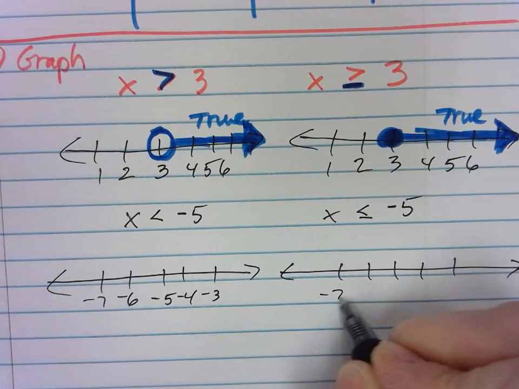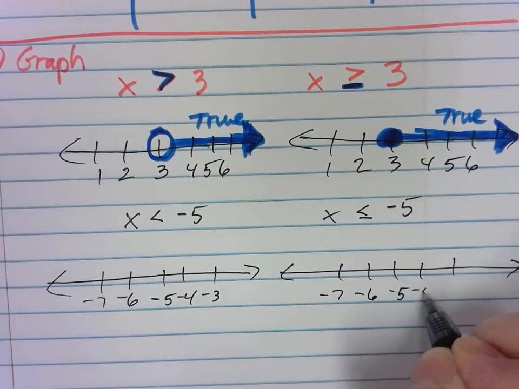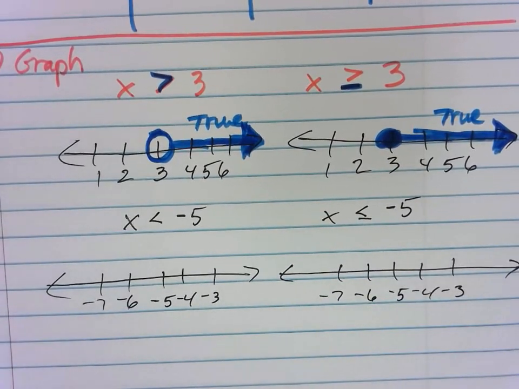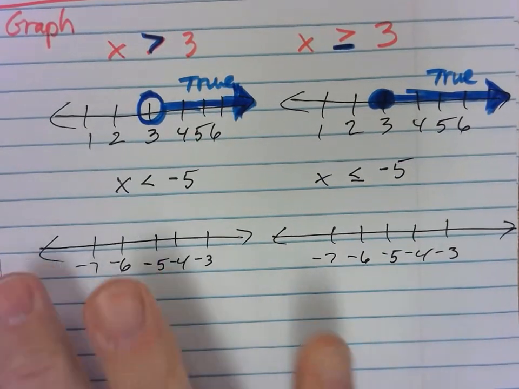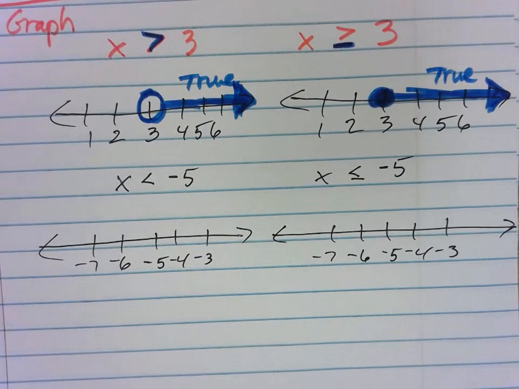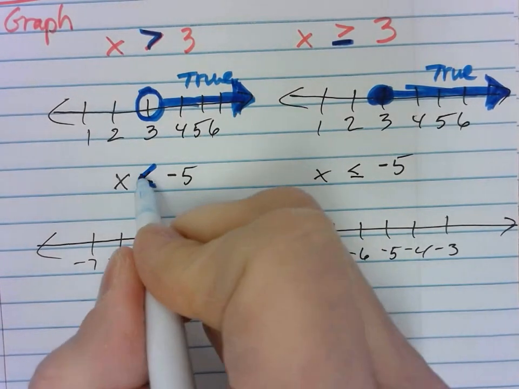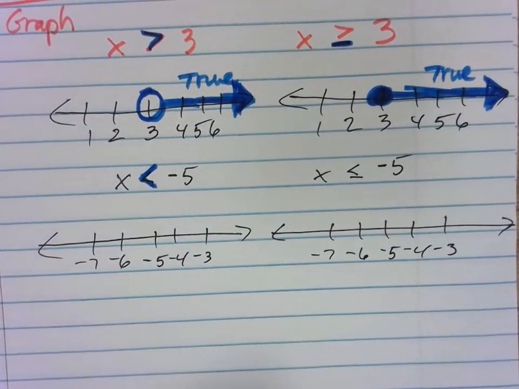Over here we've got the same thing. So you've got to have some numbers on your number line. At least 5 numbers would be good, 2 on one side, 2 on the other. So we've got a couple numbers there. So again, this is just a plain less than. X is less than negative 5.